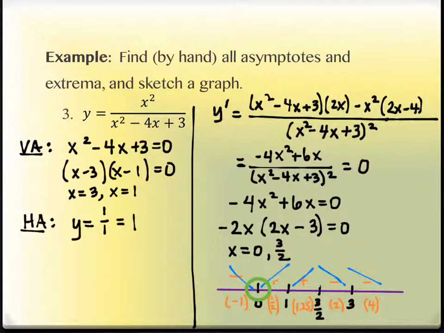Here is a what? That's a minimum. Fabulous. And over here on the other one, it's a maximum. All right, we're going to stop right there. We'll finish up the graph for this next time. And we have one more question in this section.